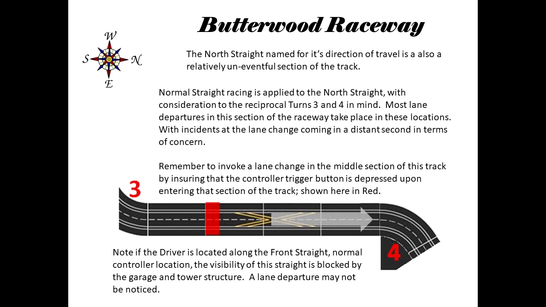Remember to invoke a lane change, in the middle section of this straight, by ensuring that the controller trigger button is depressed upon entering that section of the track, shown here in red. Note if the driver is located along the front straight, normal controller location, the visibility of this straight is blocked by the garage and tower structure. A lane departure may not be noticed.